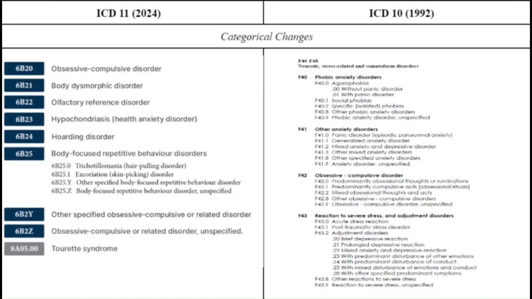At the very outset, you will find that in ICD 10, they have mentioned obsessive compulsive disorder in the neurotic, stress related and somatoform disorder criteria. It starts from F40 to F48. While on the other hand, in ICD 11, they have mentioned obsessive compulsive disorder and related disorders category. So that is a major change that is reflected in both the versions.